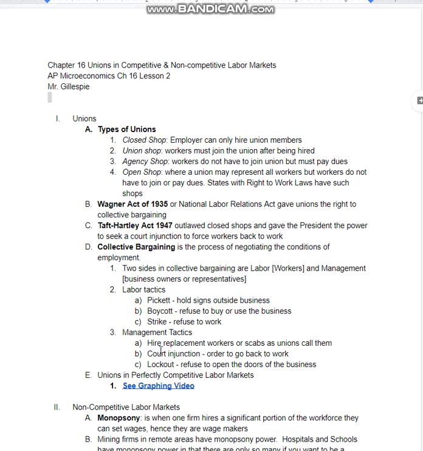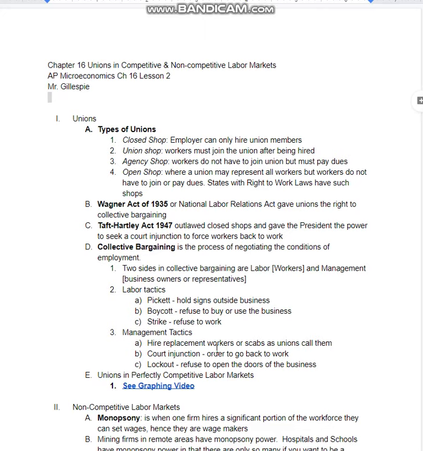The management tactics are they can hire replacement workers, or what the union likes to call scabs. During, I believe it was 1987, the NFL strike, the NFL owners decided to hire replacement players, and they played 3 or 4 games with replacement players. So that is a possibility. They can seek a court injunction, which is a court order to force the union members back to work. And then lastly, there's a lockout, where they close the doors to the business.